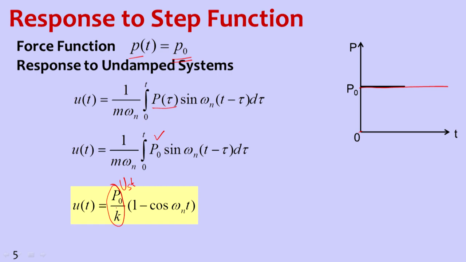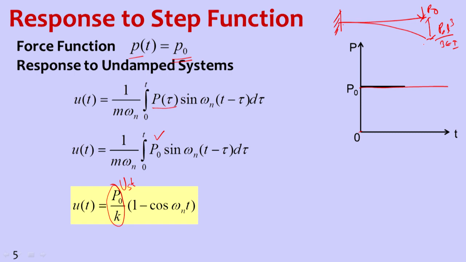So for a cantilever beam, if a force P naught is acting, what is the deflection of that cantilever beam? We already know that when force is applied at the free end, the deflection will be P0 L cube by 3 EI.